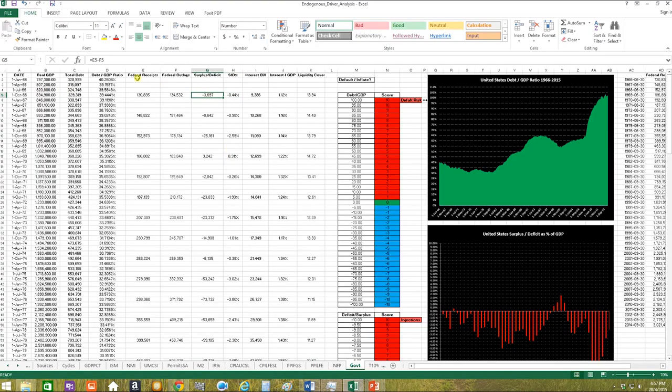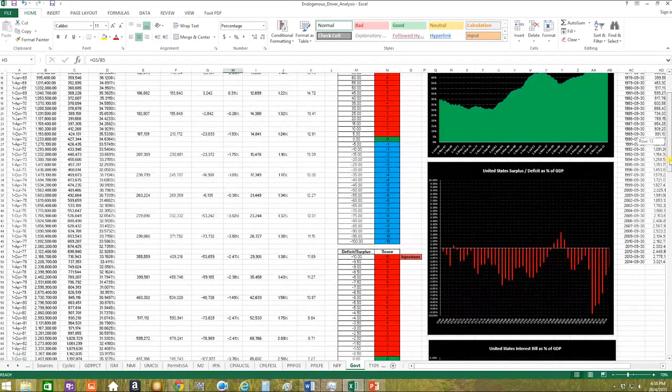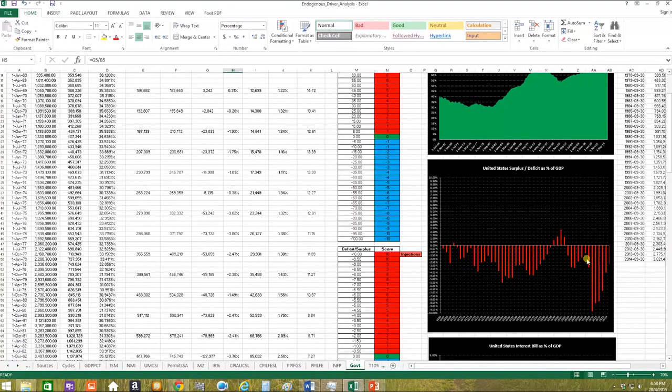And this, when we work it out backwards, is column E minus F. So it's the receipts of the government, tax receipts, minus the outlays, receipts minus outlays. So it's pretty straightforward how we work this out, and then we chart it here going back to 1966. And we can see for most of the time, the US government is actually running a deficit.